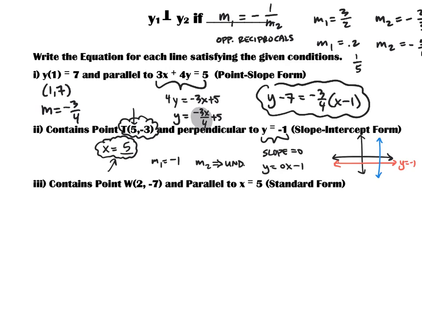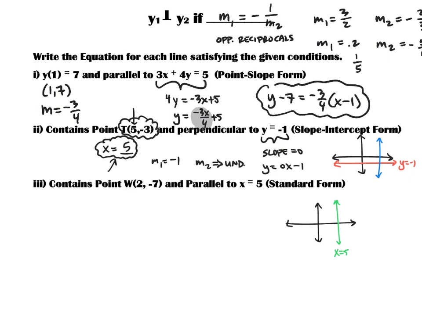Okay, let's do the third one, and you'll be done for the day for this video. This equation is going to contain the point W, which is 2, negative 7, and be parallel to x equals 5. Okay, so if x equals 5, again, this is very similar to the question we just did in part 2. If x equals 5, this is a vertical line. So its slope is undefined.